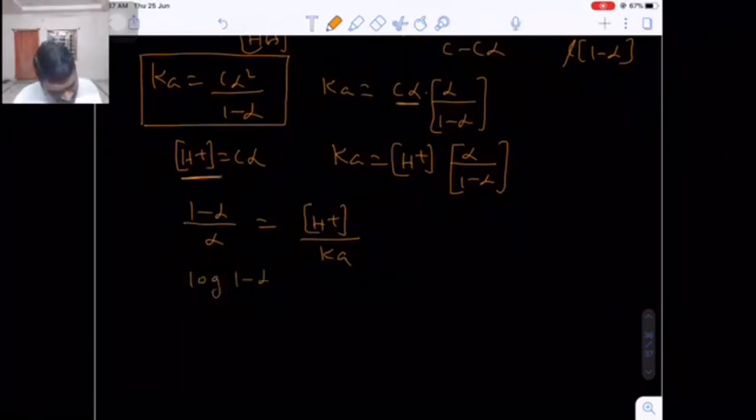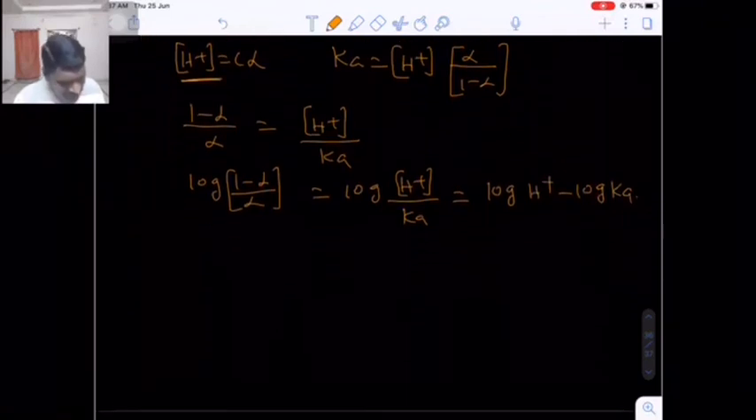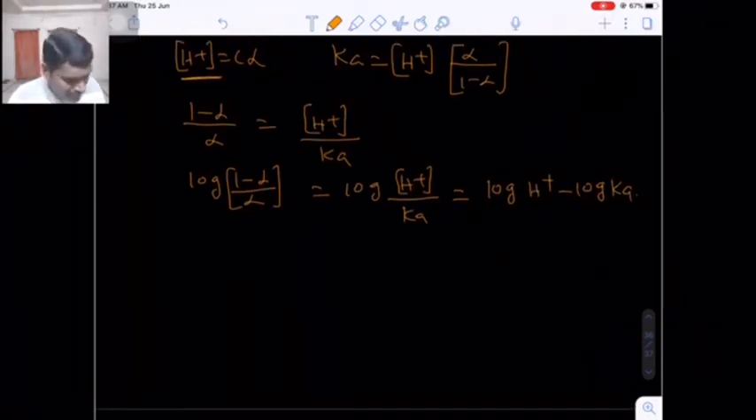1 minus alpha by alpha, log applied. On the right hand, log of H plus ion concentration by Ka. Okay. Now log A by B is nothing but log A minus log B. Are you getting my point? Now here, log of 1 minus alpha by alpha is equal to log H plus ion concentration minus log Ka, that is, minus pH.